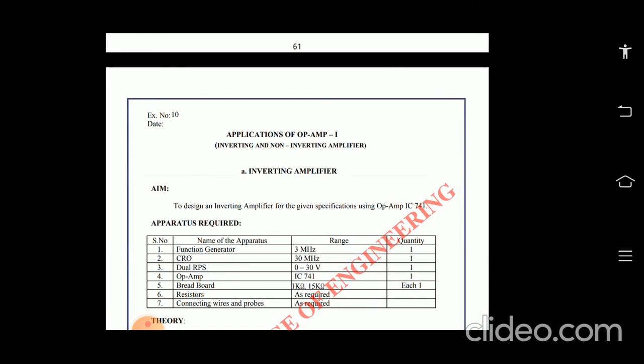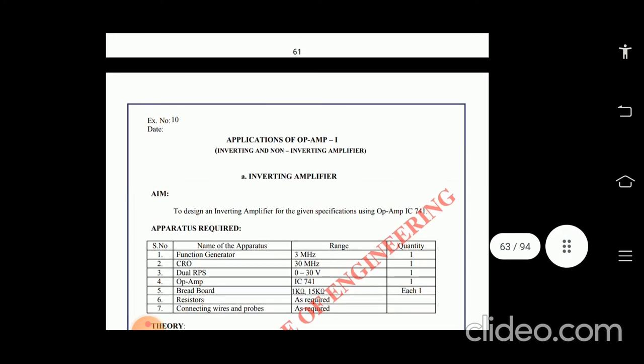And for constructing this circuit diagram for the experiment, we require a function generator, CRO, and op-amp that is IC741, and resistors like 1 kilo ohm and 15 kilo ohm, and connecting wires and probes as required. Okay, so for connecting all the components we require the wires to connect it.